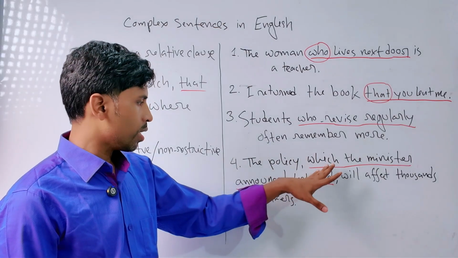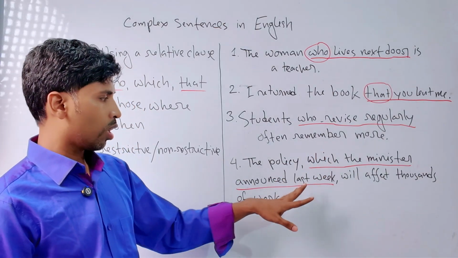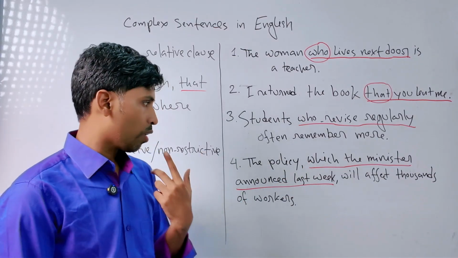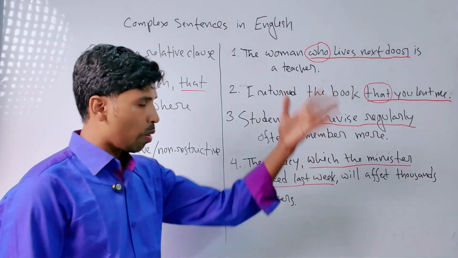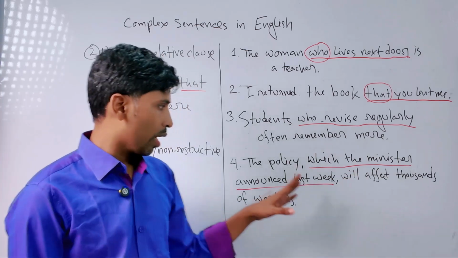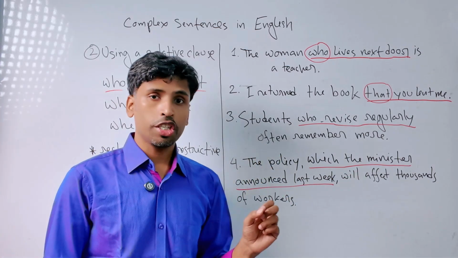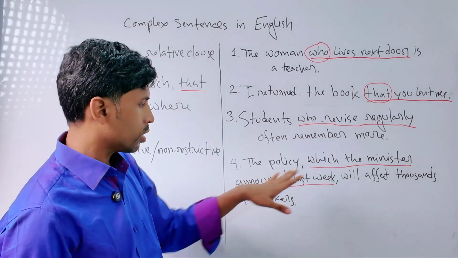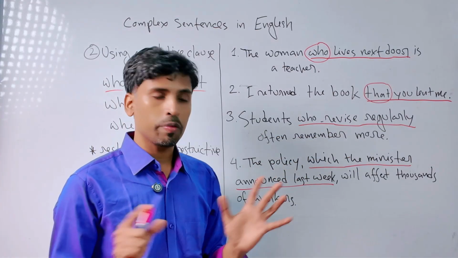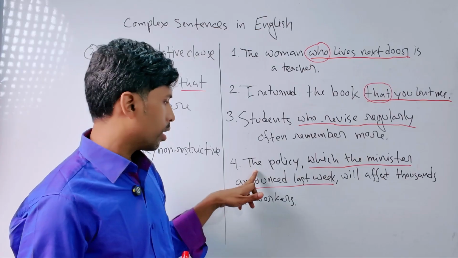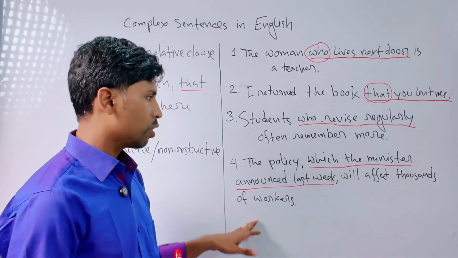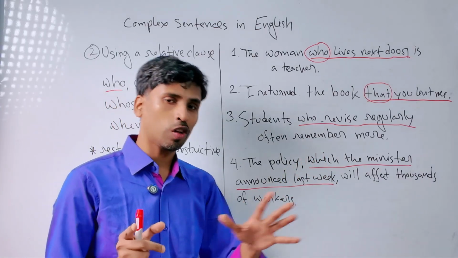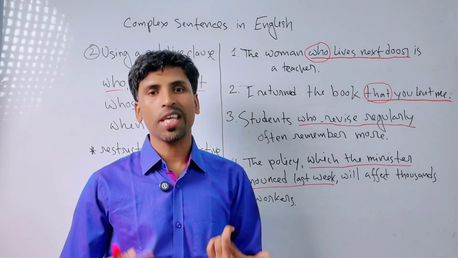So this is a non-restrictive clause. Why? For one, there are commas, and for another, you can remove this clause and the sentence will still hold its own. So the policy, if you take away the clause, the sentence will still read well. The policy will affect thousands of workers. Even without the clause, the sentence makes sense.